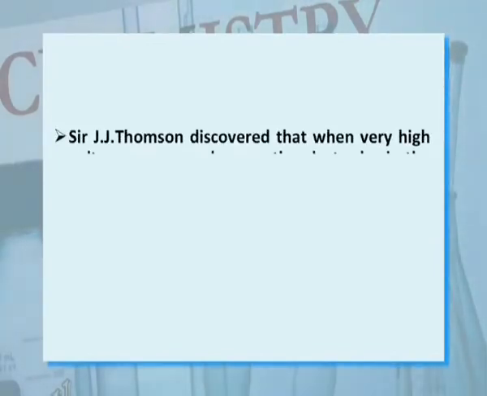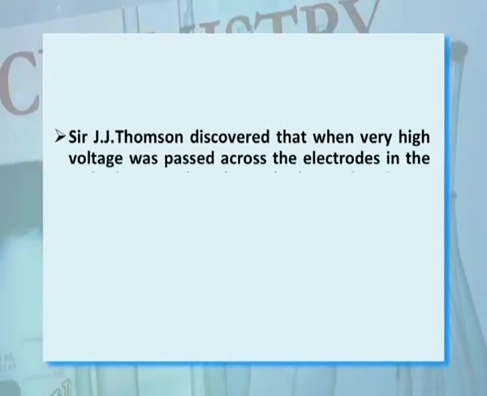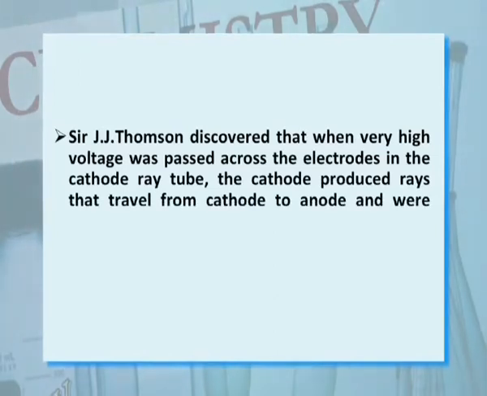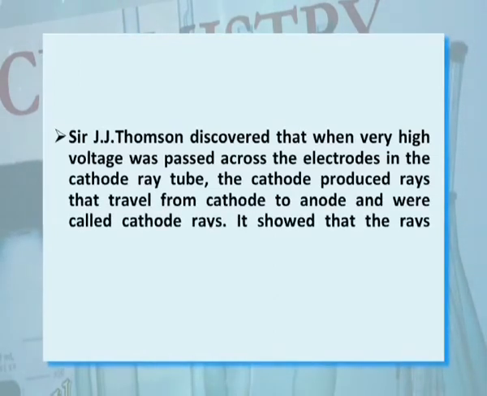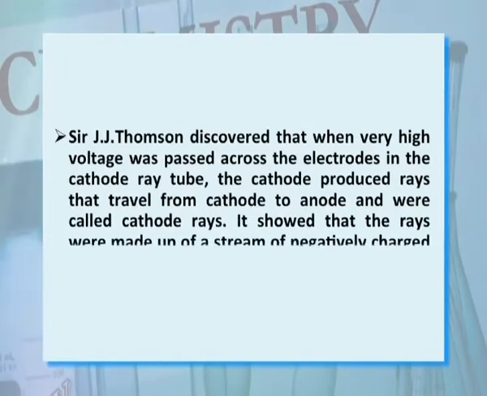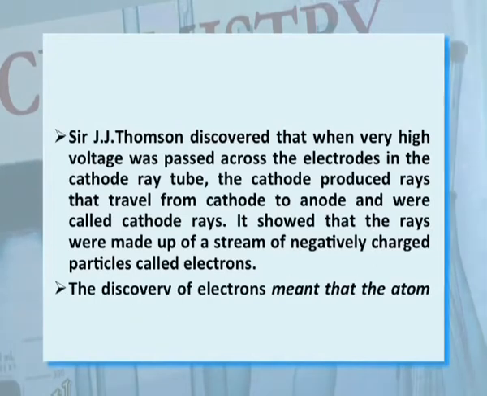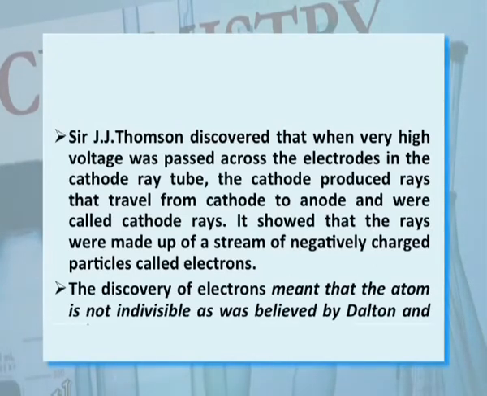Sir J.J. Thomson discovered that when very high voltage was passed across the electrodes in the cathode ray tube, the cathode produces rays that travel from cathode to anode and were called cathode rays. It shows that the rays were made up of a stream of negatively charged particles called electrons. The discovery of electrons meant that the atom is not indivisible, as was believed by Dalton and others.